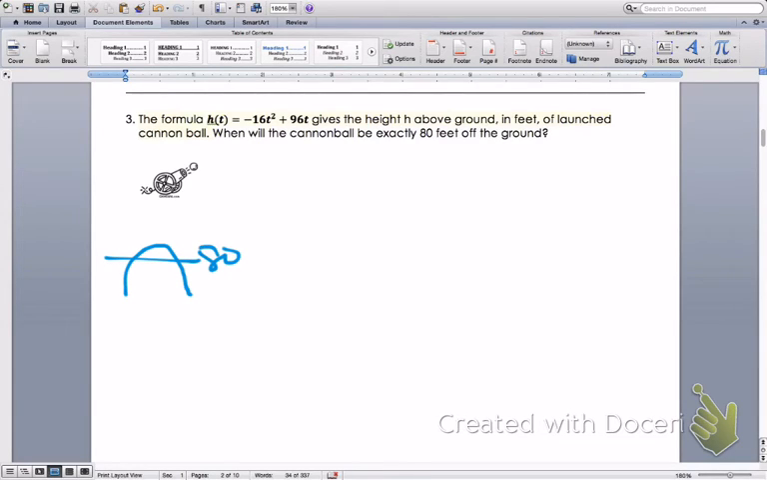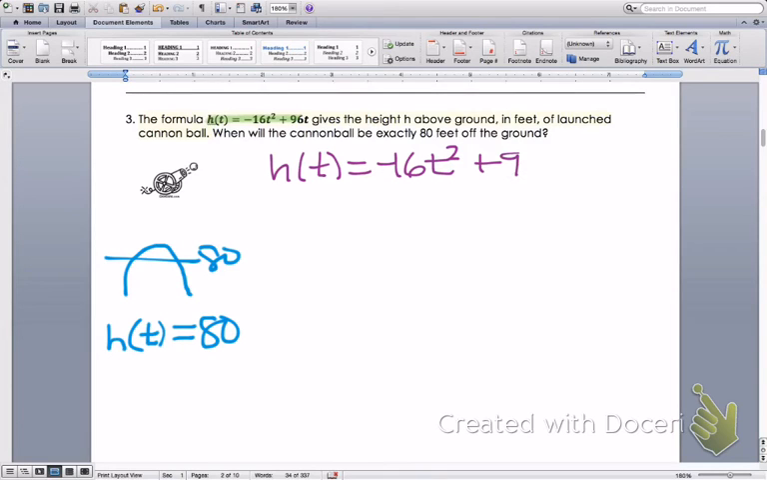So we're looking for a specific height. When is h of t going to be 80 feet? So I'm going to replace the h value with the number 80. So I'm going to take my equation right here. I'm going to rewrite it. H of t equals negative 16t squared plus 96t. And I'm going to set this equal to 80 feet. When does this equal 80?